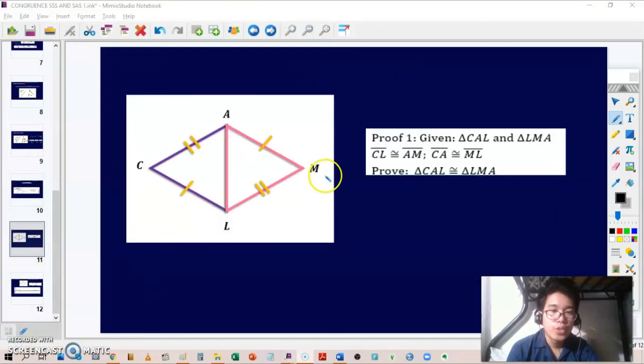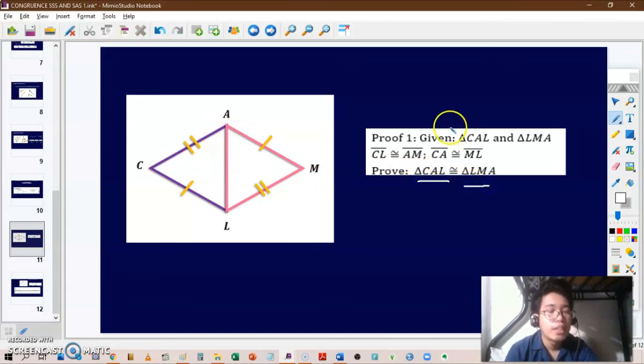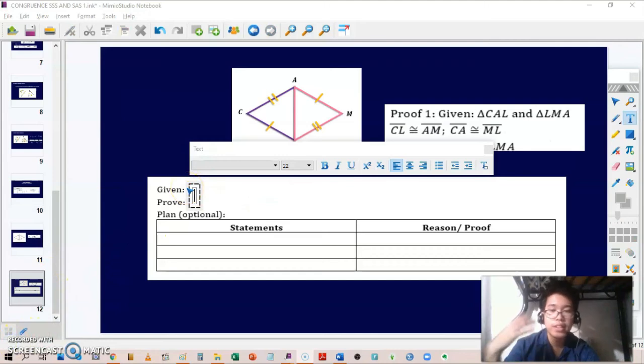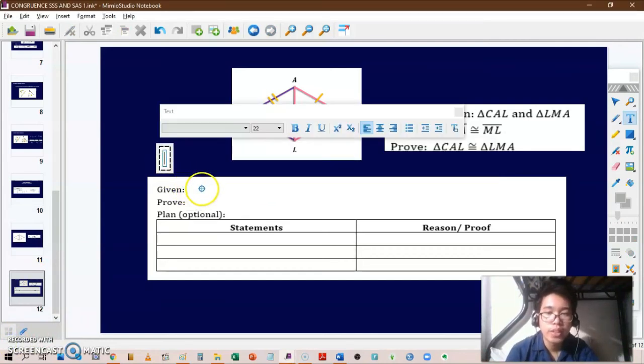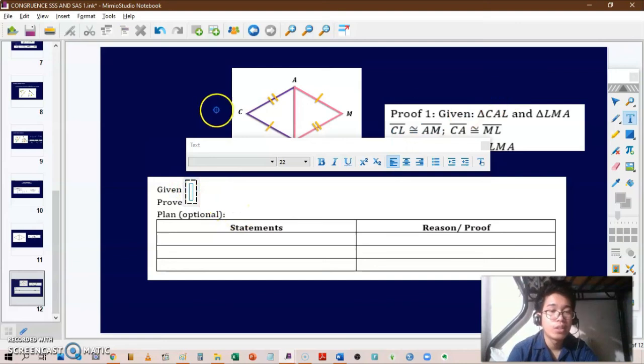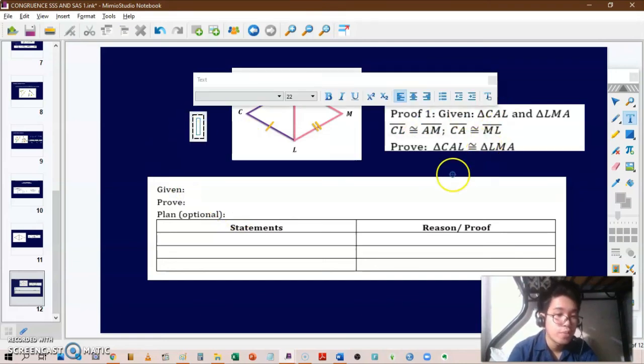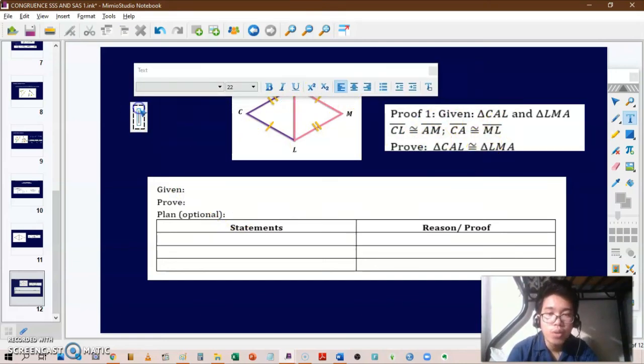So we have here our first problem. We want to prove that these two triangles are congruent: triangle CAL is congruent to triangle LMA. Given that CAL and LMA are both triangles, and line segment CL is congruent to line segment AM, and line segment CA is congruent to line segment ML. To fill out this two-column proof table, we're given the format, and we're just going to fill it out using our information. So we have here the diagram, and it's very clear.